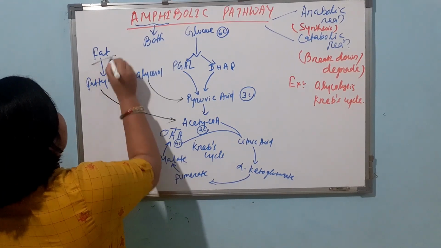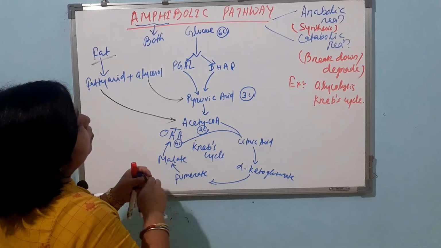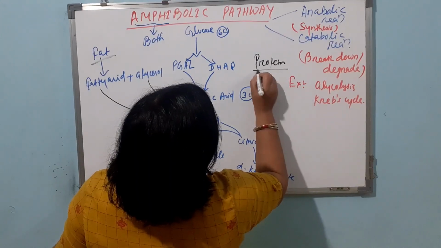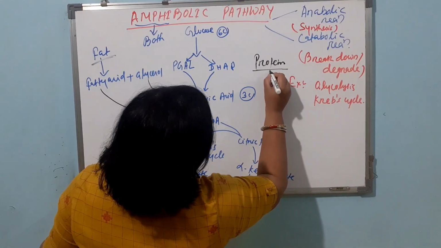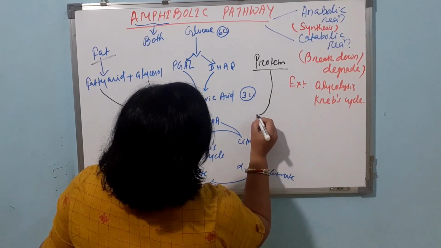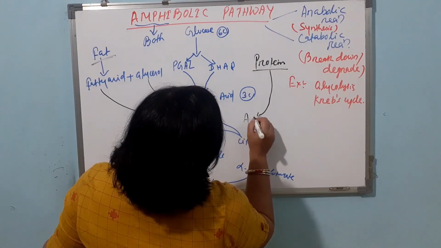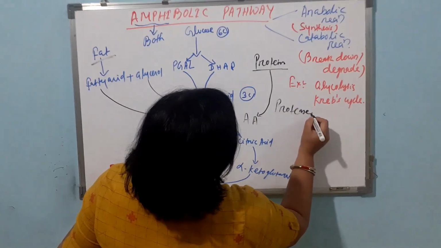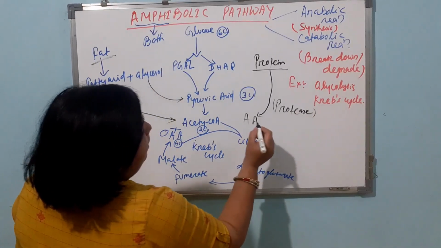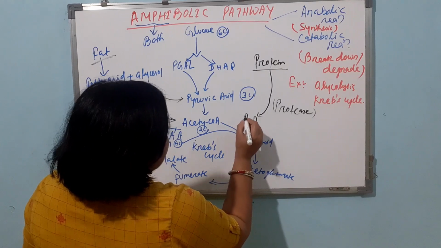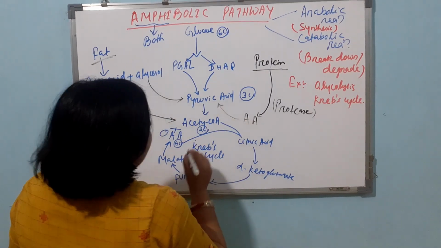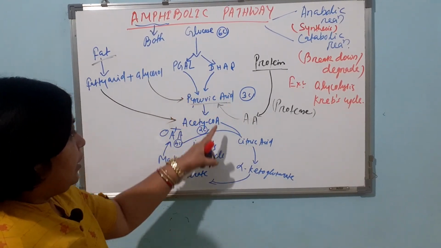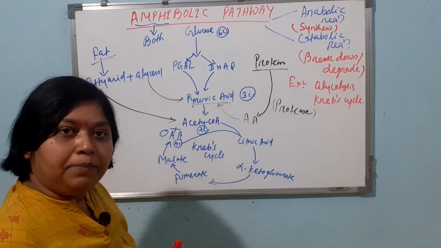Similarly, if we go for protein, first this protein will break to form amino acid by the help of protease enzyme, and by the deamination process it will form keto acid, which is pyruvic acid. At this step it will enter this respiratory pathway.